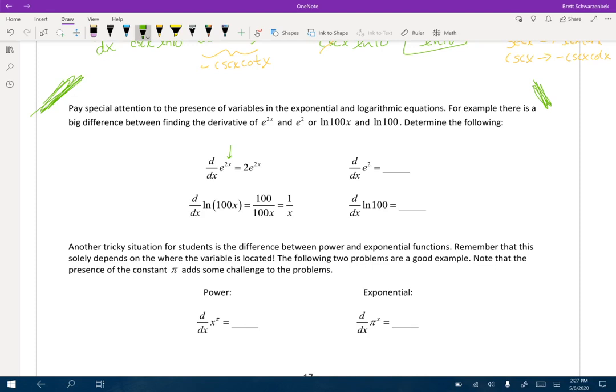We knew that, right? For example, there is a big difference between finding the derivative of e to the 2x and e to the 2. Oh, that's interesting. So basically, they remove the variable. So the question is, if you remove the variable, then what is the derivative? Okay, so this is one of those things you have to think about for a second here. Because if there's no variable, what does the value become?